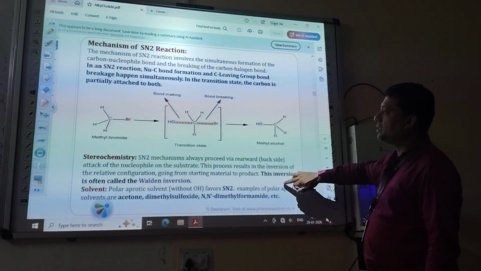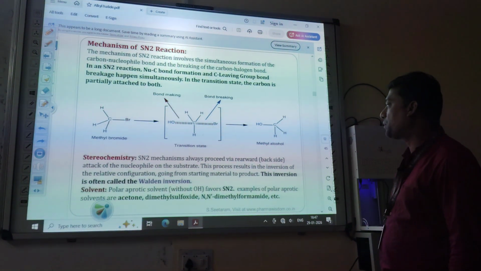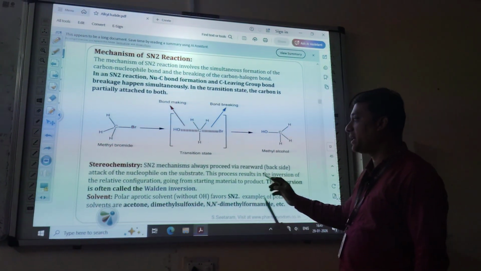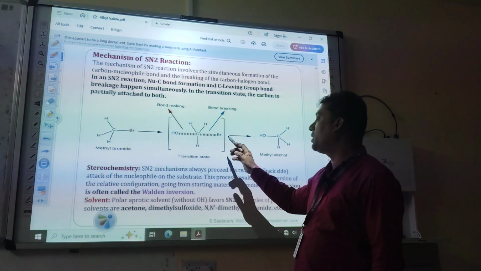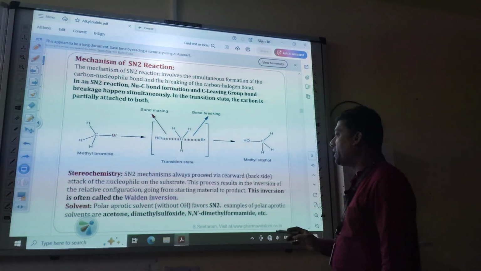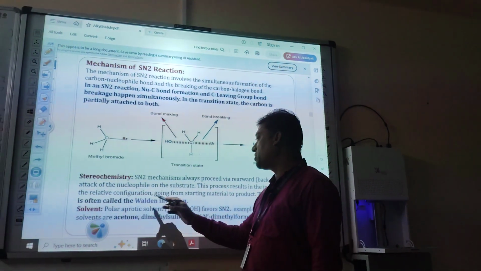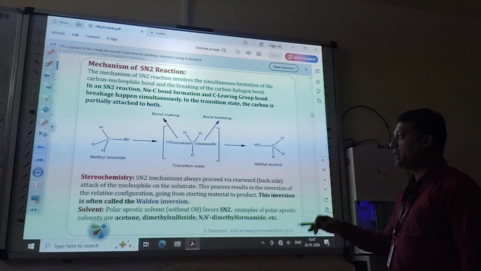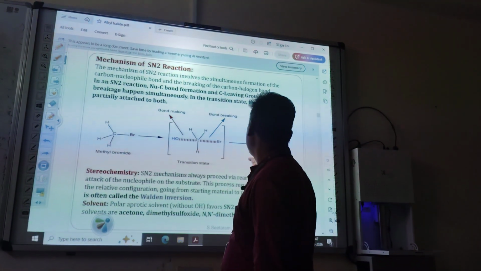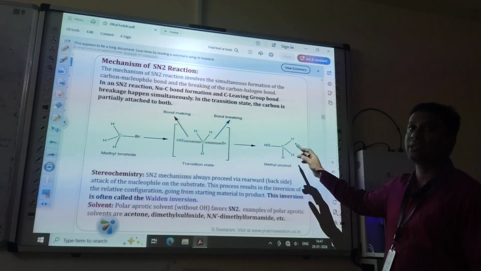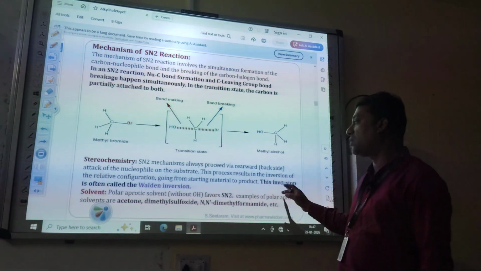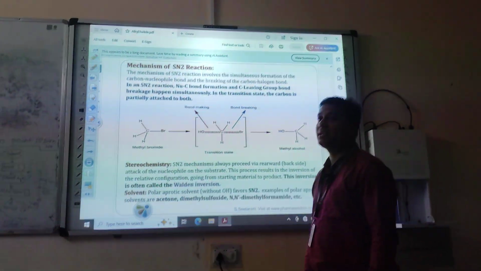Then stereochemistry. The SN2 mechanism always proceeds through rearward or backside attack of the nucleophile. The nucleophile will attack from the backside. On the substrate, this process results in the inversion of the relative configuration going from starting material to product. Here the bromine is on one side, but in the opposite direction the nucleophile is attached to the carbon. That's why an inverted product is formed, and this inversion is known as Walden inversion.